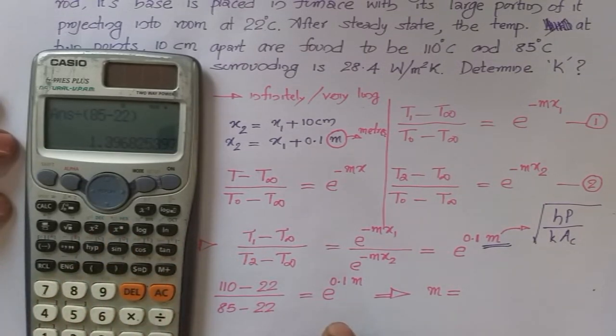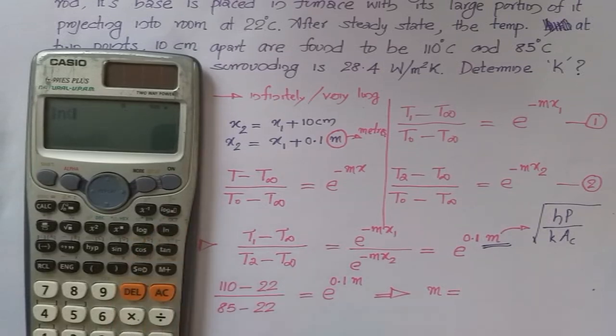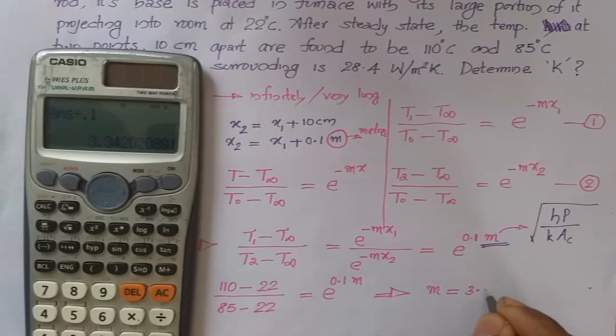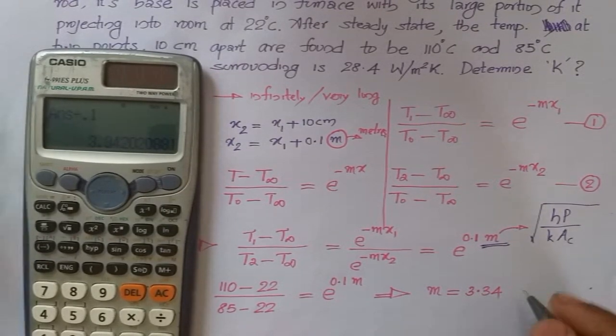So this 1.139 is actually e raised to 0.1 m. So 0.1 m will be equal to log of this answer. So m will be equal to this value divided by 0.1. So from this you will be getting m equal to 3.34.